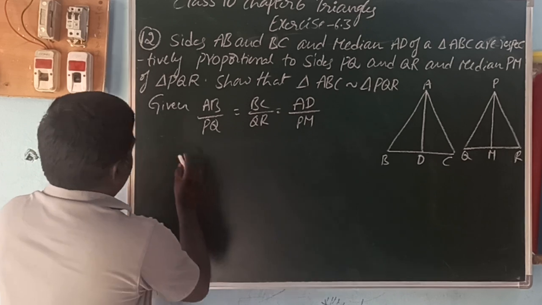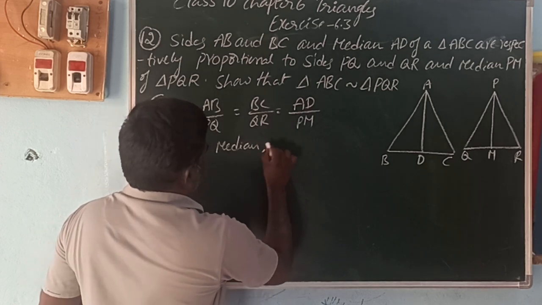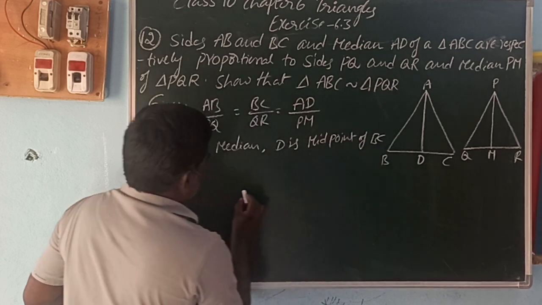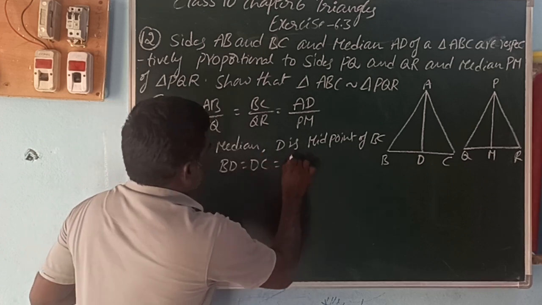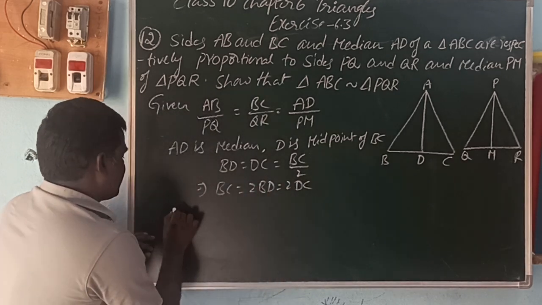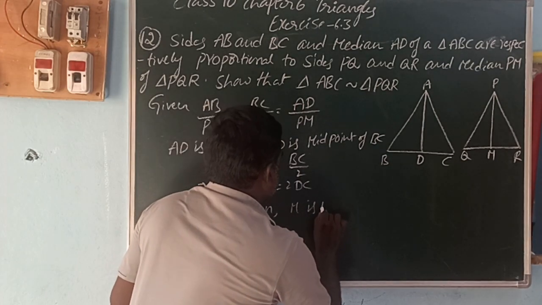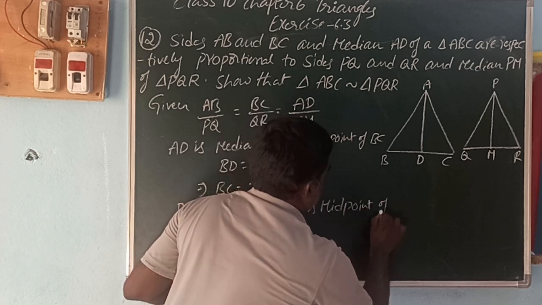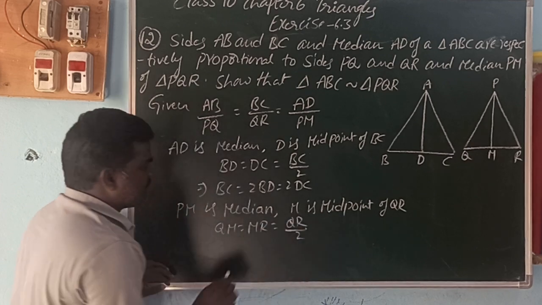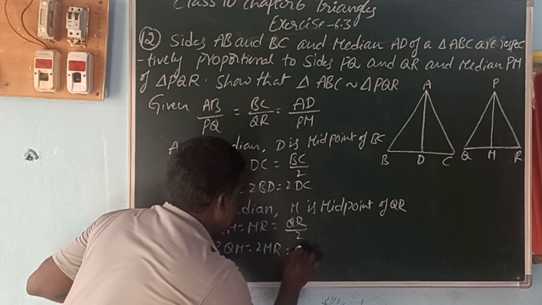So here AD is a median. D is the midpoint on BC, that is BD is equal to BC by 2. Then BC is equal to 2 times BD. Next, PM is a median. M is the midpoint of QR. So that is QM is equal to MR is equal to QR by 2. Midpoint means it divides into two equal parts, each part is half. So QR is equal to 2 times QM.